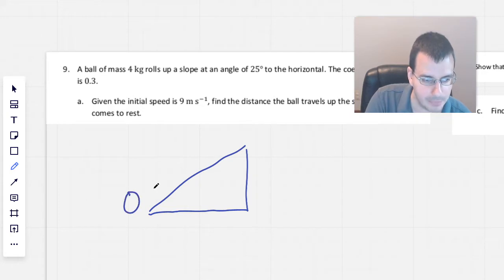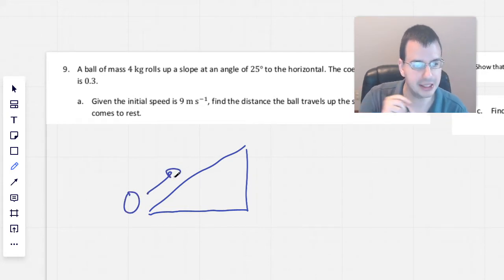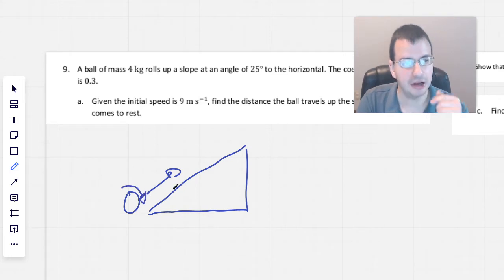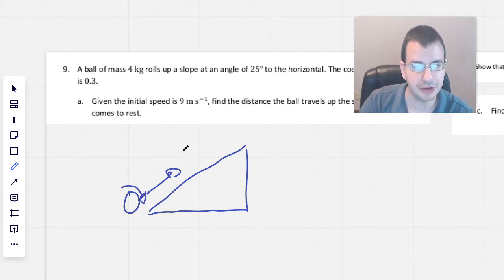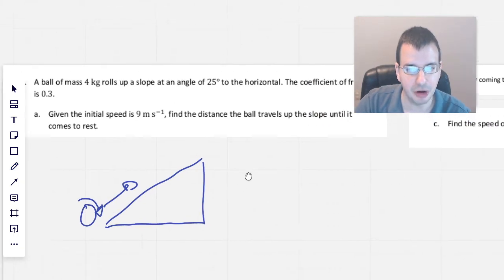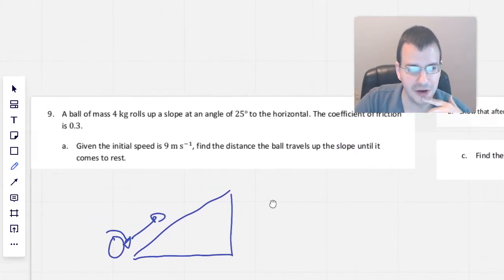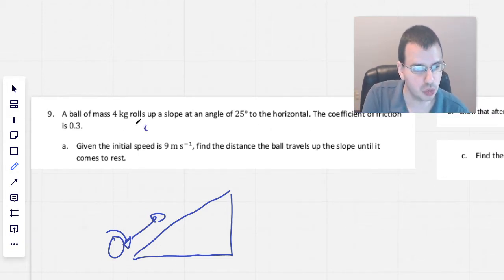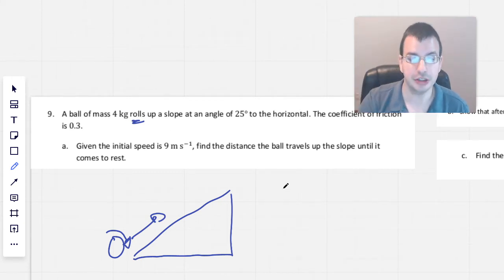We have a ball going up the slope, or a ramp, and I'm going to make some assumptions here. So first I'm going to assume that this ball is a sphere, which is fairly standard for balls. I'm also going to assume that when it's rolling up the slope, it's perfectly rolling, or rolling without slipping.